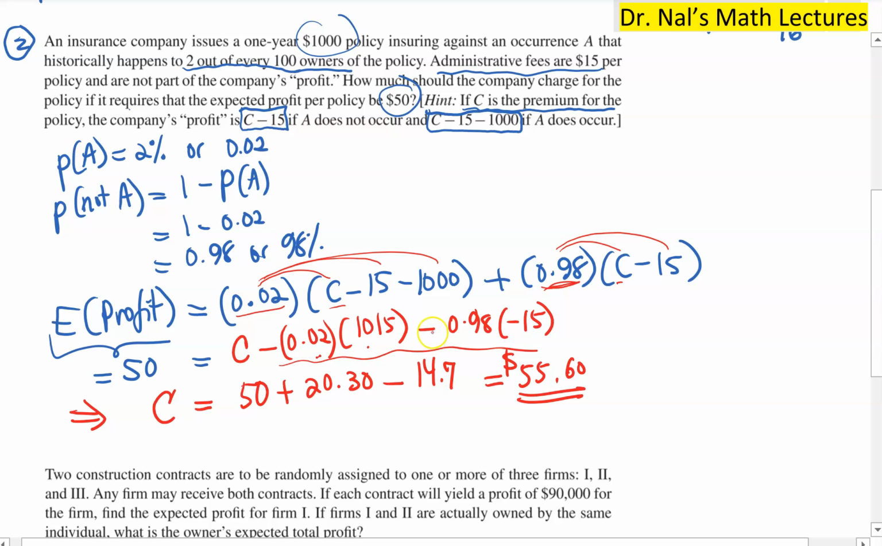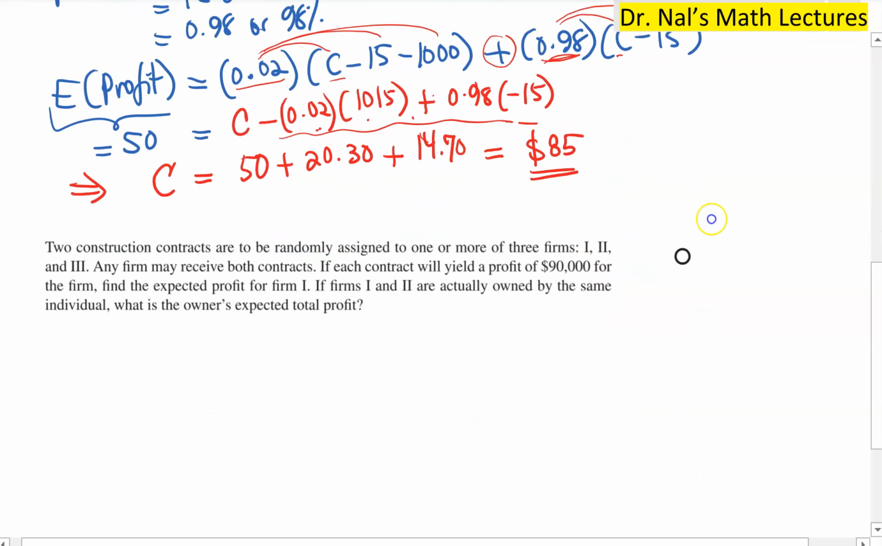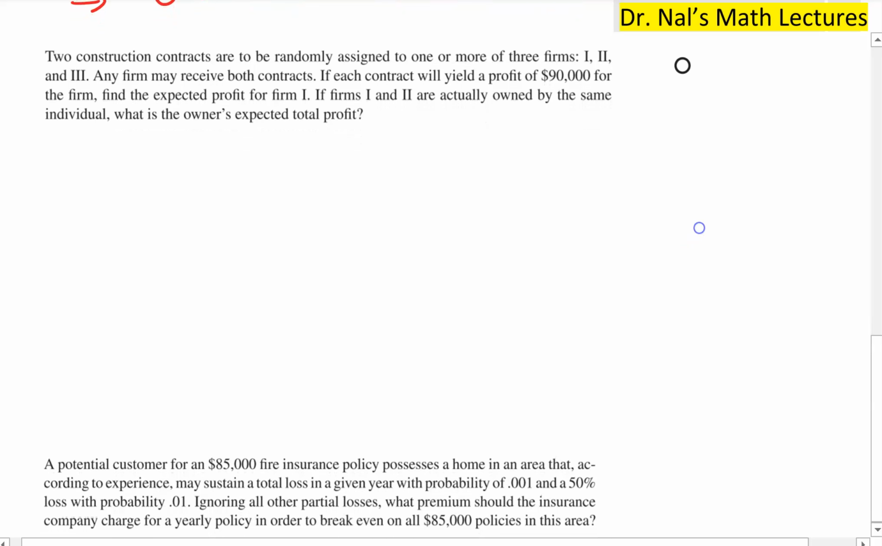Yeah, I think I did a typo in here, didn't I? Because there was a plus sign here and somehow I put a minus there. So this was supposed to be a plus, sorry for that, which would make this one a plus. So therefore this number is not accurate actually. So we have 20.30 plus 14.70, so that will give us 35, plus 50, that would give us $85. Actually, it's an even number. That's perfect. Let's move on to the third question.